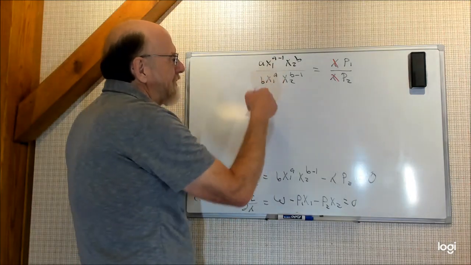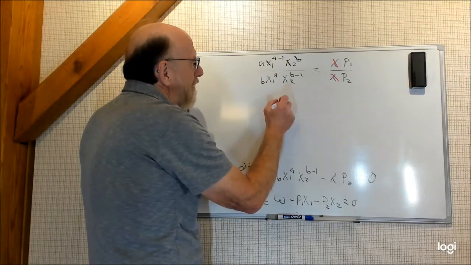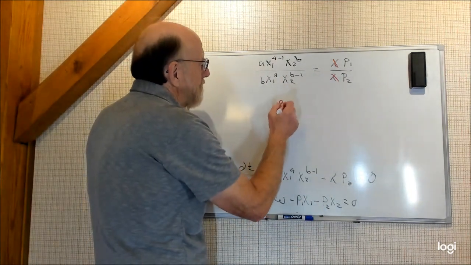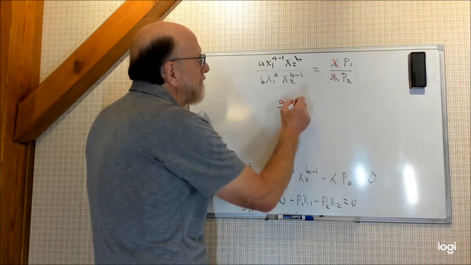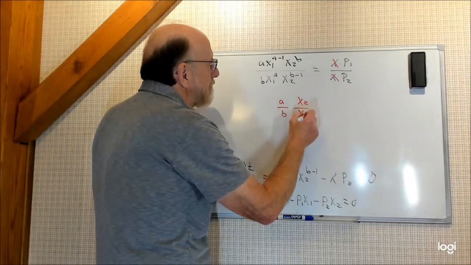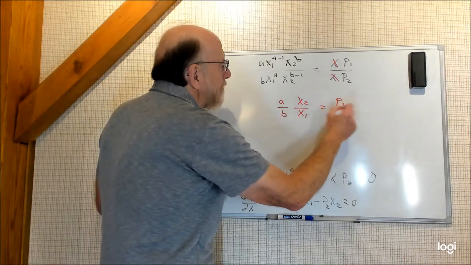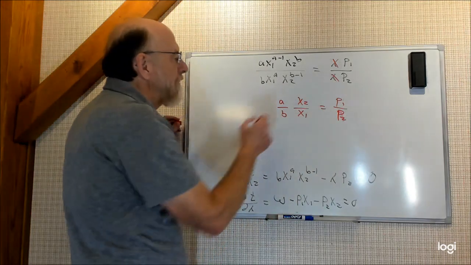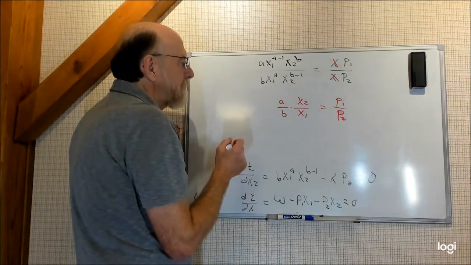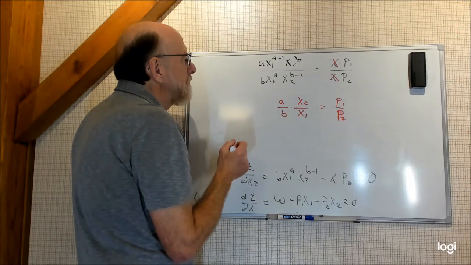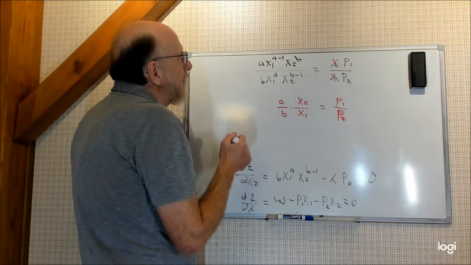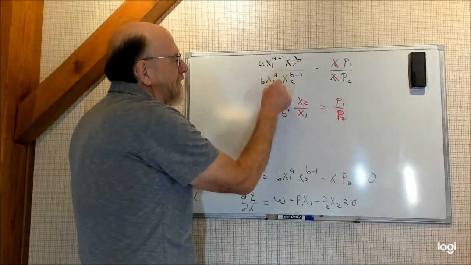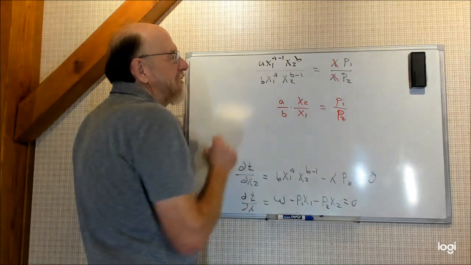So if we do the arithmetic here, in effect, we take this term divided into this term, and get X1. We take this term divided into that term and get X2.